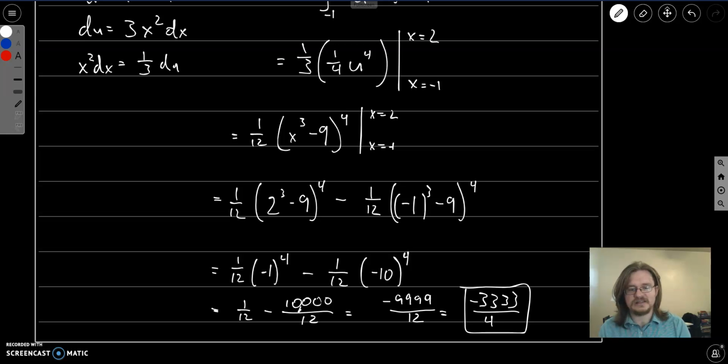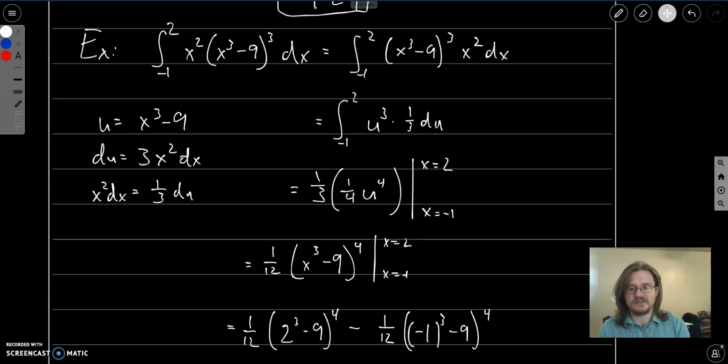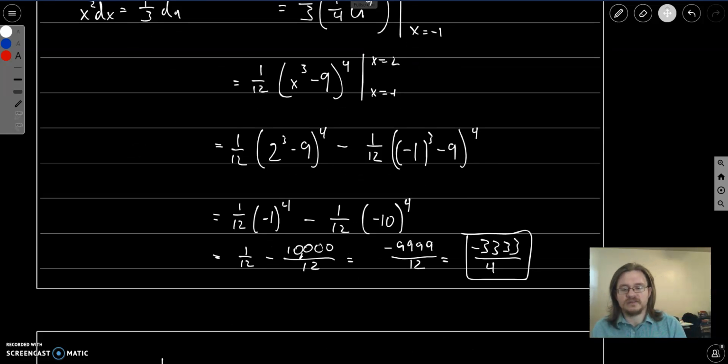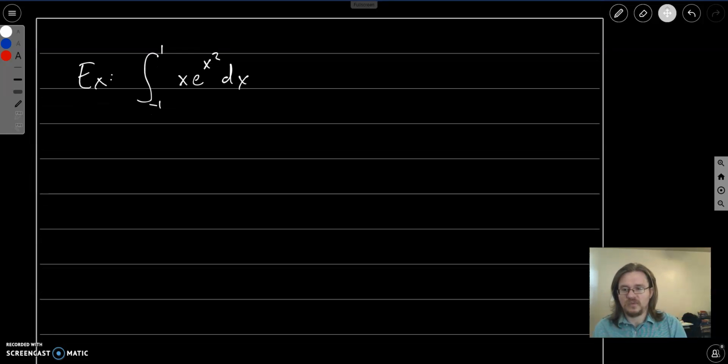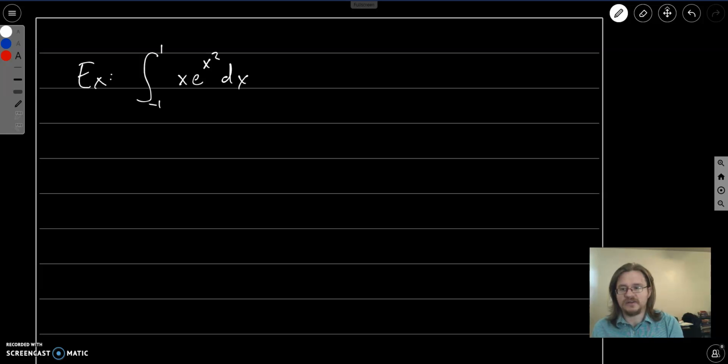But you can see that the end part was just plugging x into our function, but we needed to remember to substitute our x back in for u. And let's do one final example of u-sub. We have the integral from -1 to 1 of x e to the x squared dx.